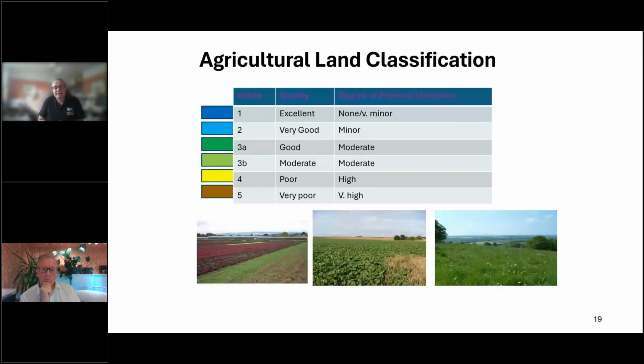Next slide, please. So in summary, the agricultural land classification, as it stands now, has 5 grades, but grade 3 is subdivided. And these are the descriptions that are used for each of these different grades. Grade 1 being the best agricultural land, and grade 5 being the poorest. Moving on.